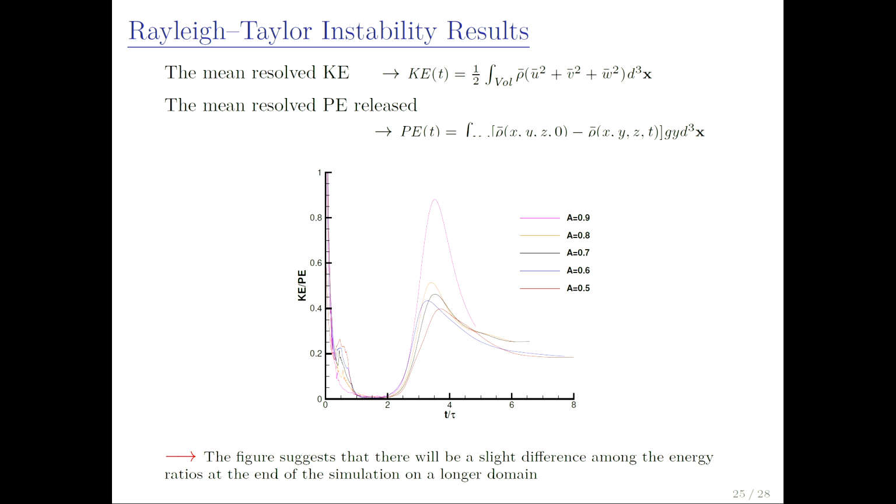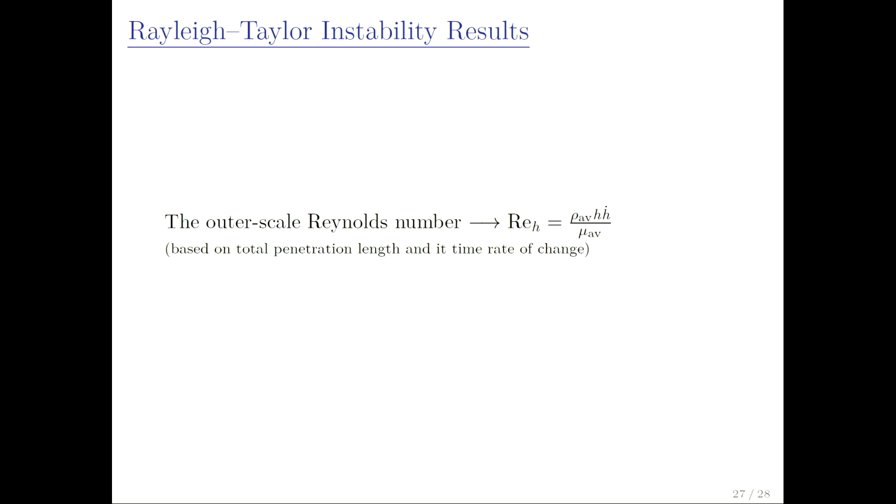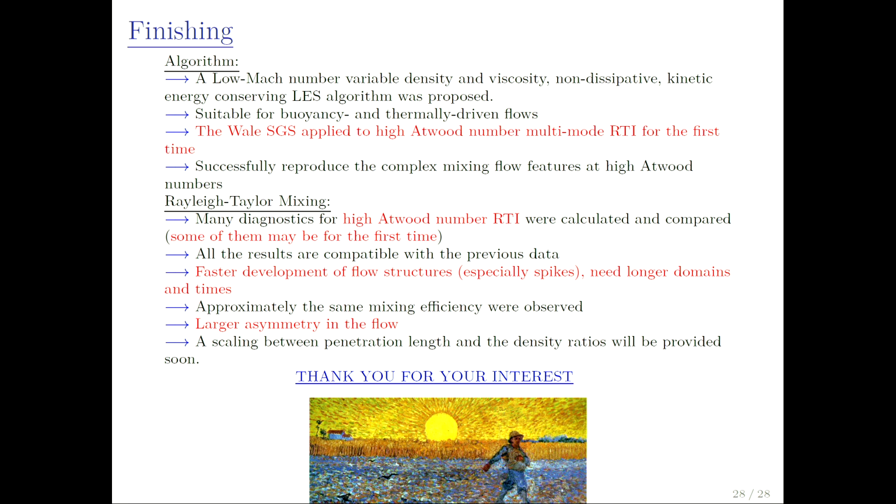I expect that there will be no difference among their values at the end of the simulation, 0.4, 0.5. Okay, I'm skipping this. I also plotted the subscale dynamic viscosity and the outer scale Reynolds number. I'm finishing with this slide.